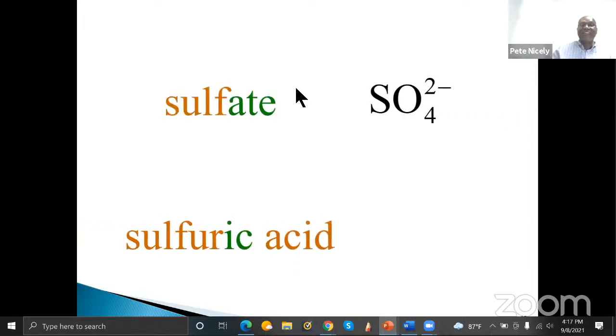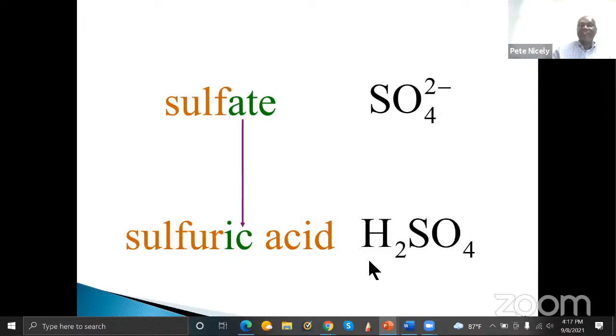Now in this case here, we're dealing with an anion which ends with ATE, the sulfate ion. To get the formula for the corresponding acid, we simply add 2 hydrogens to the formula for the sulfate, and we end up with H2SO4, and the name of this acid would be sulfuric acid. So you see here, in terms of the name change, as you go from the anion to the acid, the ATE ending is replaced with ic acid, all right?